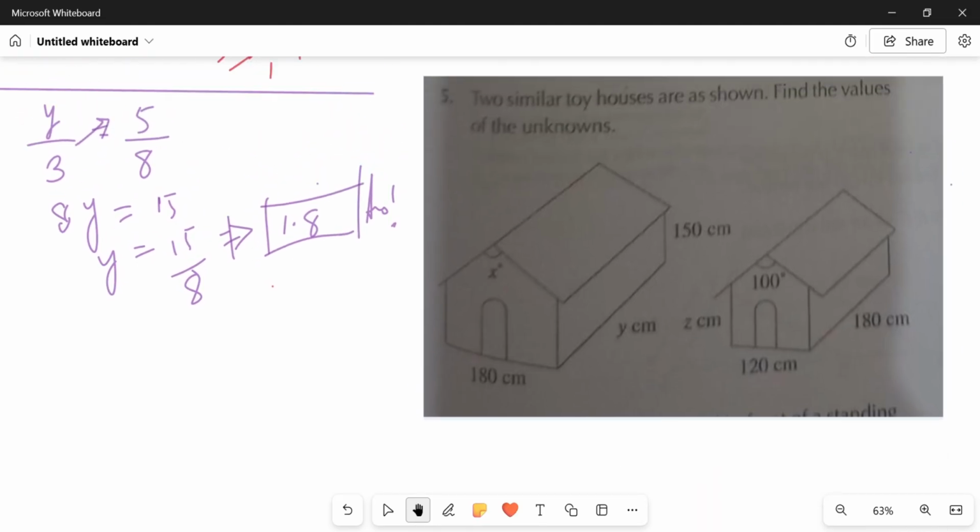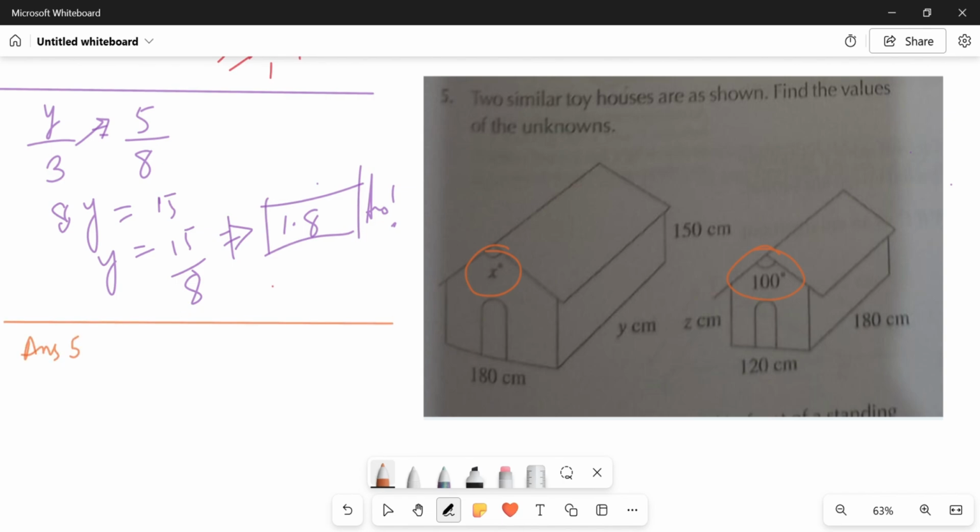Now, question number 5, students, it's two houses, as shown in the figure here. What you need to find out here is the value of the unknowns, right? Let me take the bigger one. Here, see, x degrees. This part is x degrees. What is the opposite value? The other diagram at the same place has 100 degrees, isn't it? So what is the value of x degrees? This is the answer to number 5, right? So x degrees is 100 degrees. We have found the value of x.